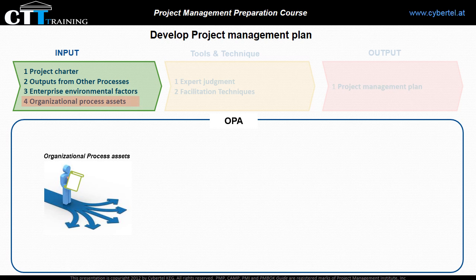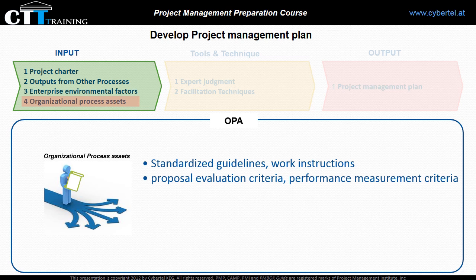And the organizational process assets we need in this process are standardized guidelines, work instructions, proposal evaluation criteria, and performance measurement criteria. Project management plan templates such as guidelines and criteria for tailoring the organization's set of standard processes to satisfy the specific needs of the project. And project closure guidelines or requirements such as product validation and acceptance criteria.